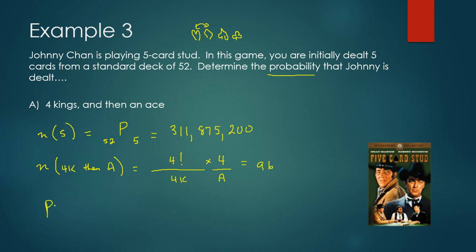So the probability of getting 4 kings and then an ace is pretty rare. This would happen 96 times out of 311,875,200 hands. And for this question here, we can leave that as it is. There's not much value in simplifying that or making it a decimal. We just want to illustrate the process here.